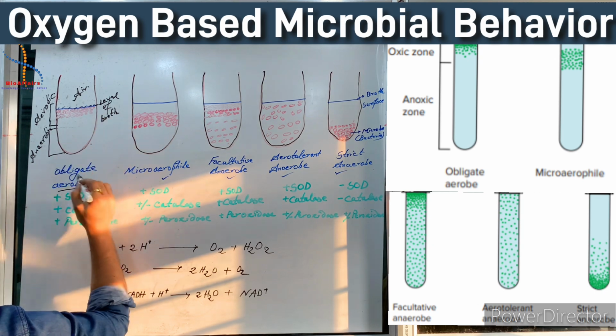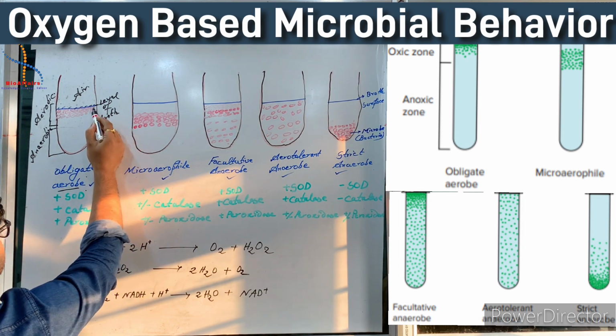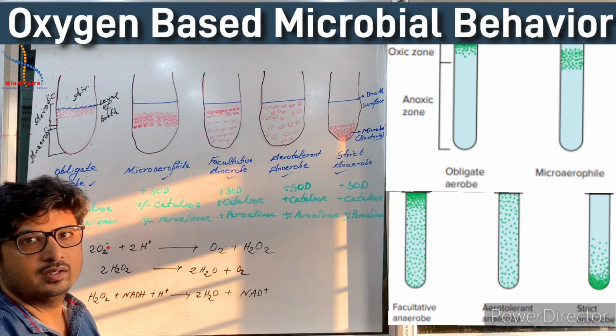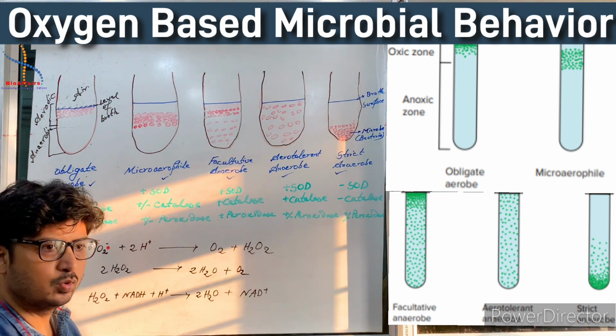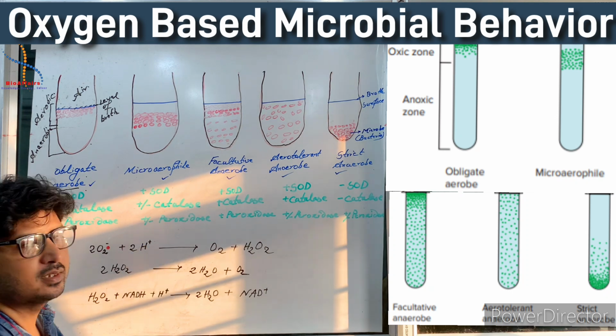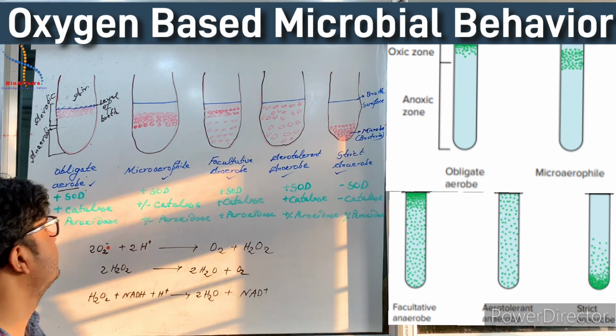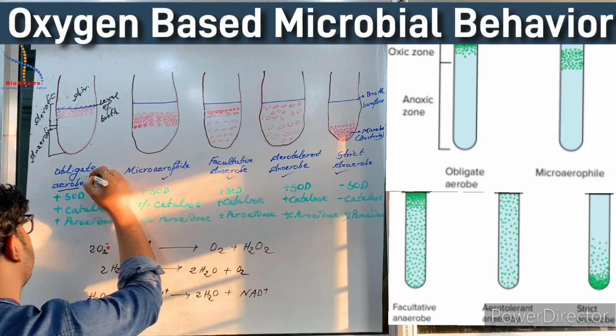So the obligate aerobic bacteria will definitely try to come up to the surface of the broth and will grow there. This simple picture is to tell you what the oxygen requirements are. So I think you are clear with the obligate aerobe.